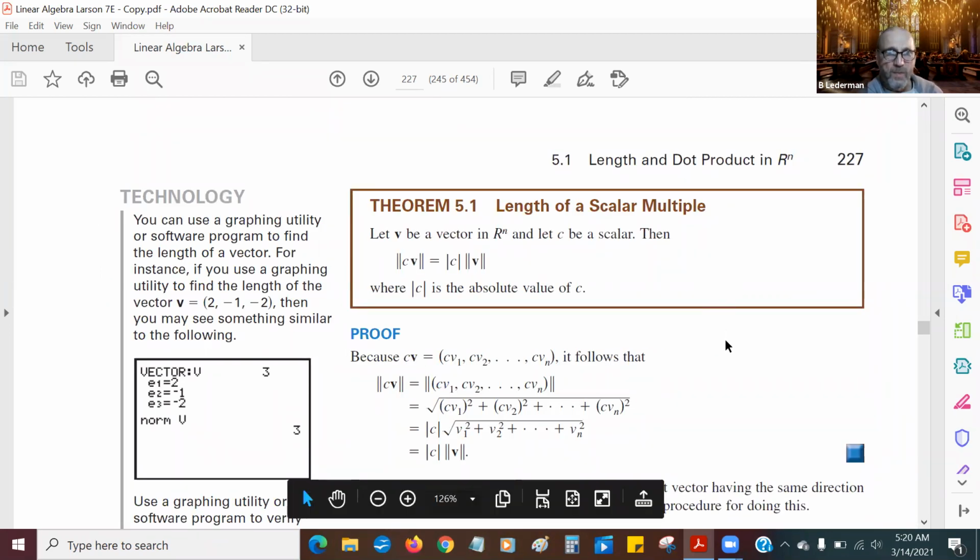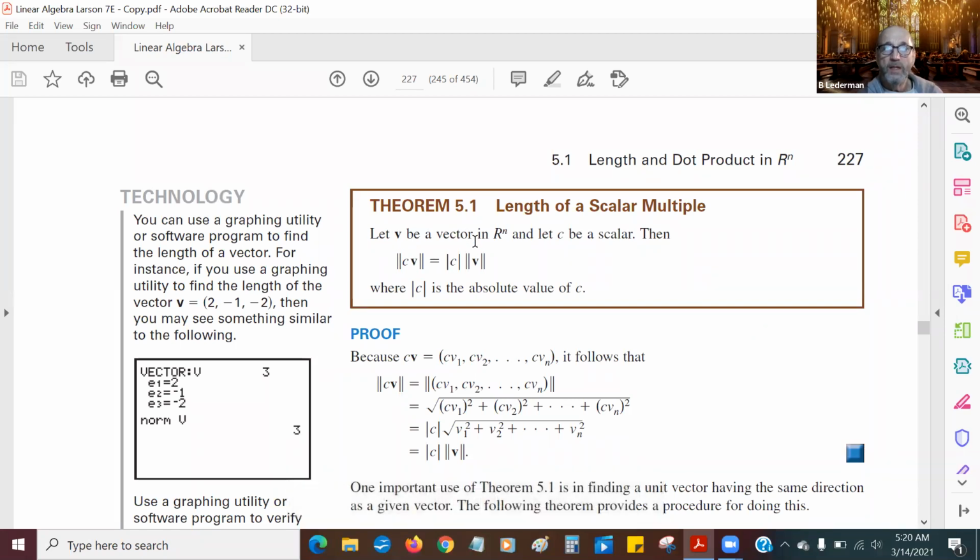Now, this is important. Suppose V is a vector in Rn and C is a scalar. Then the magnitude of CV is the absolute value of C times the magnitude of V.